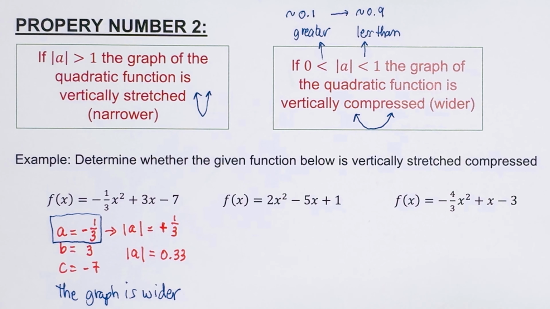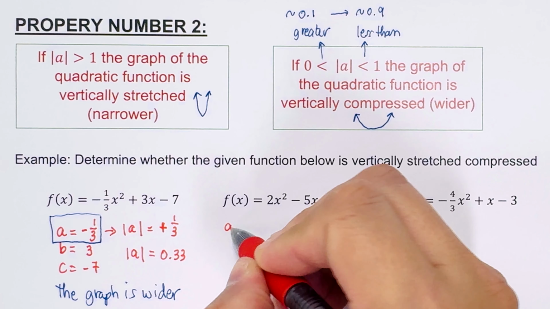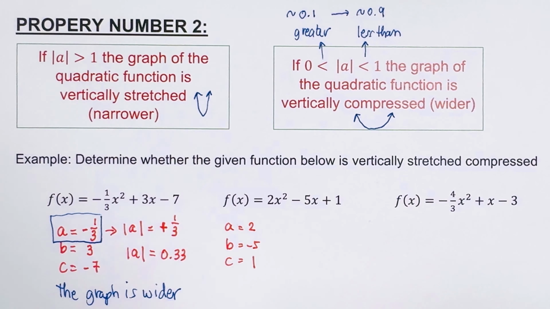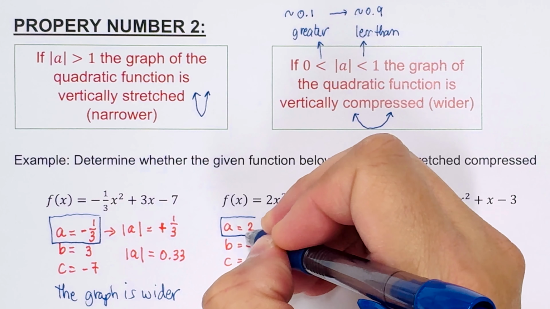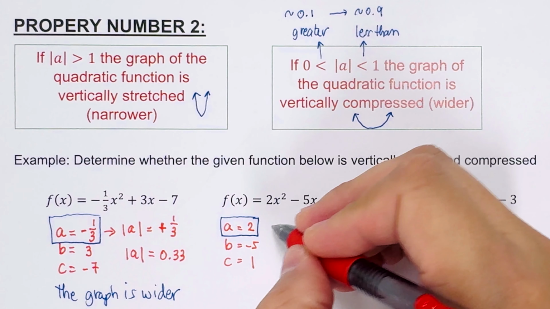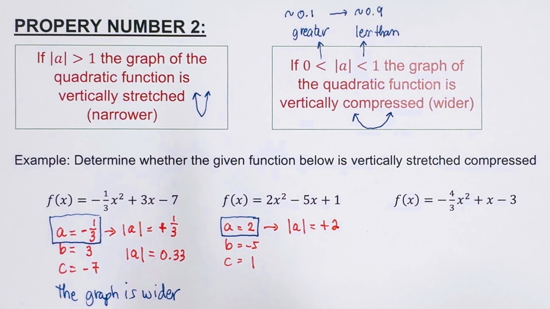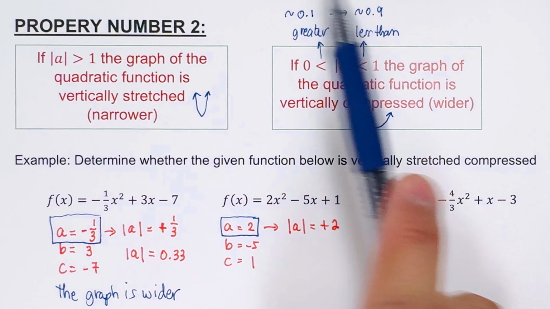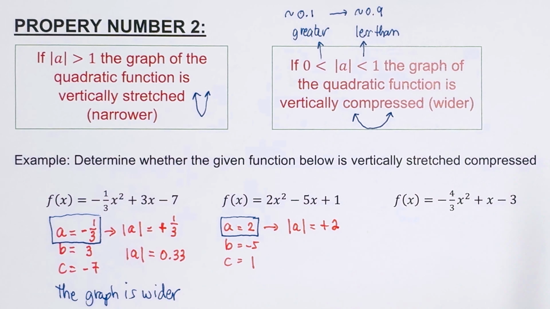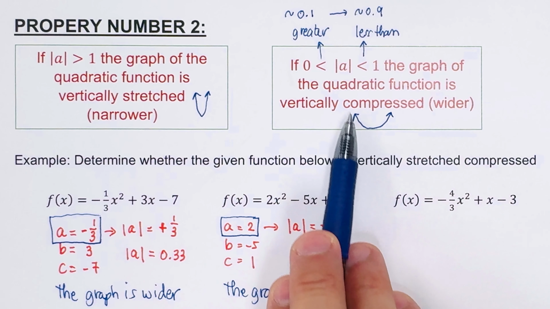Okay, so let's go over the second one here. Let's write the a, b, and c first. Again, we're looking at a. The absolute value of a means it's always positive. So the absolute value of a is +2. So is the absolute value greater than 1, or is it between 0.1 to 0.9? It's greater than 1. So the graph is narrower. So it's going to have a graph that looks like this. Again, wider, it opens up widely.